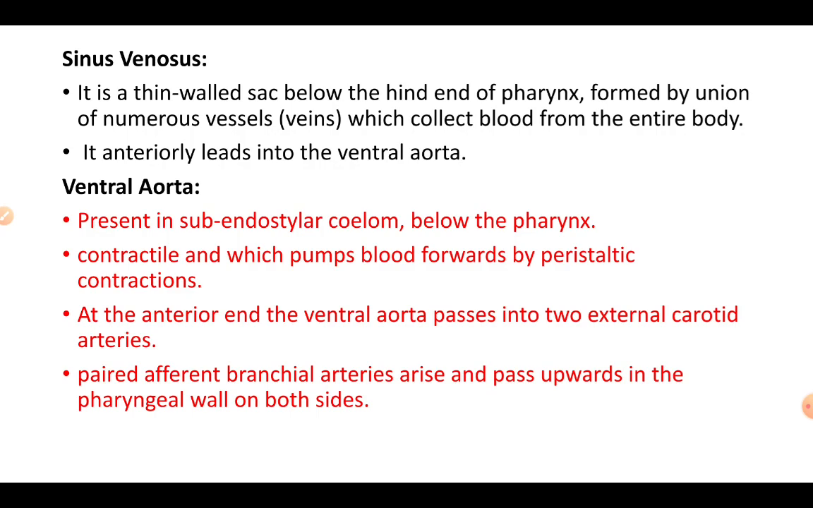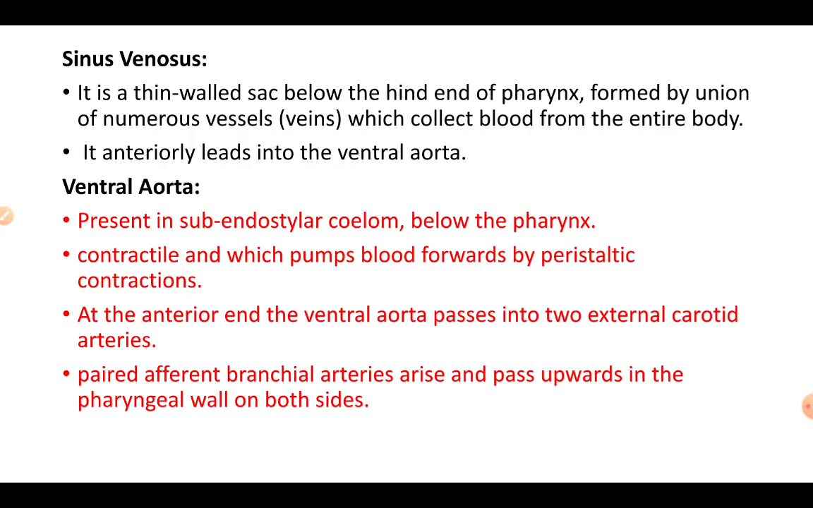And we will be using two terms here. One is afferent branchial arteries, which is spelled AFFERENT. These afferent branchial arteries are the ones which take blood to the gills. Okay, and later we will talk about efferent, that is EFFERENT. These efferent branchial arteries are the ones which pick up the blood from the gills and take it to the other parts of the body. So afferent vessels always take blood to the gills. Efferent always picks up the blood from the gills. This difference you should know.